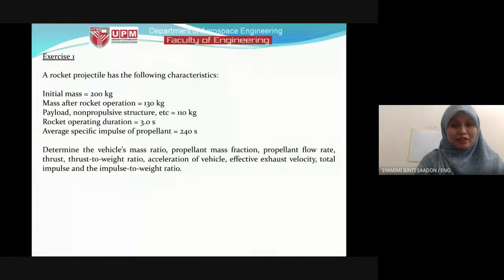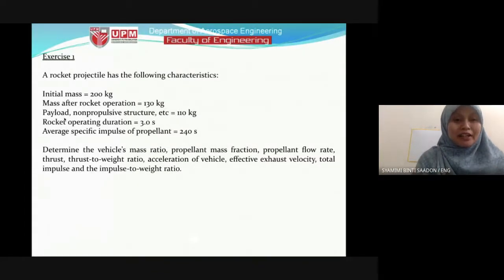Because we have lost the mass of the propellant. And then the payload, non-propulsive structure, etc. This is the mass of the rest of the system, the payload, not including the propellant mass, which is 110 kilograms. And then the rocket operating duration is around 3 seconds. So it's just a small rocket, 3 seconds.